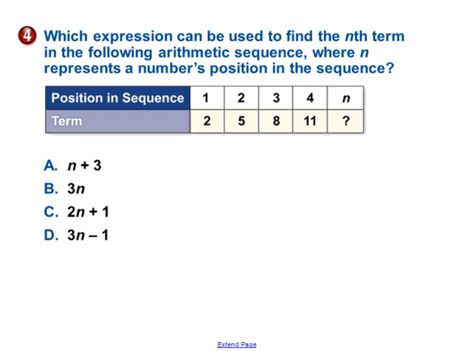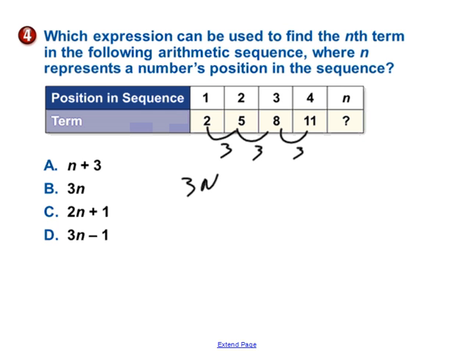All right. Which expression can you use to find the nth term of the following arithmetic sequence, where n represents the number's position in the sequence? Well, if I look at this, the difference here is 3. The difference here is 3. The difference here is 3. So I know it's going to have something to do with 3 times n.